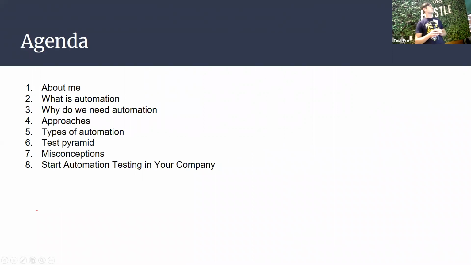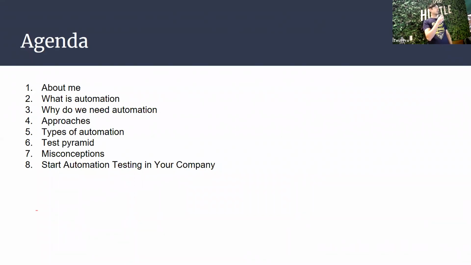So, yeah, here's the agenda for today. Well, not for today, for my presentation. I'm going to say hi to you and tell you who I am. Then we will cover what automation is, why we even need automation, what types of approaches there are for automation, and actual types of automation. There is a very hot topic of the test pyramid, which is somehow related to continuous delivery.